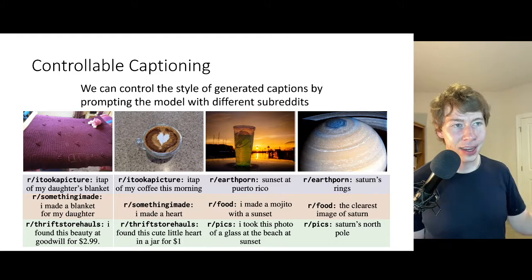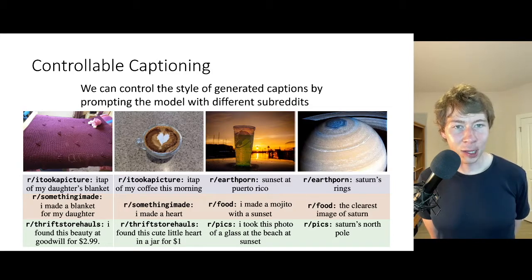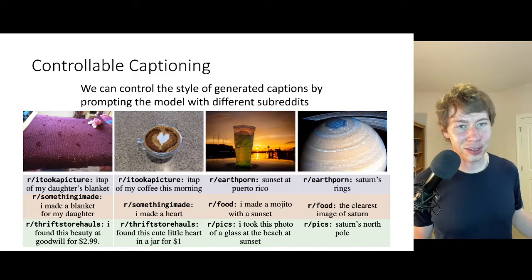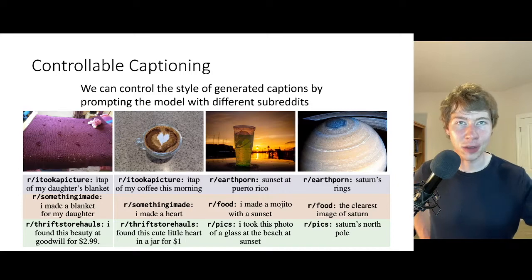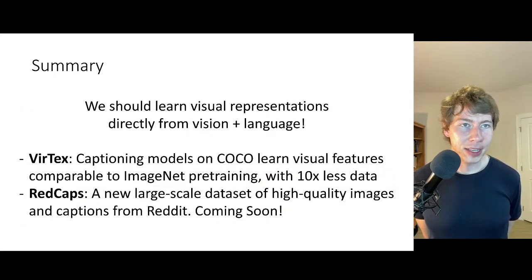On the right-hand side here, sometimes if you feed it images that have nothing to do with the subreddit, then it kind of ignores the subreddit prompt and just gives you a fairly generic caption anyway. So if we give it this picture of Saturn and ask it to generate a caption in the style of "our food," then it kind of just ignores the "our food" style and instead just says that this is the clearest image of Saturn.